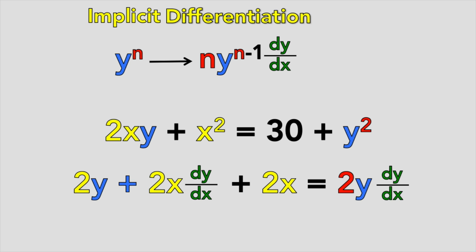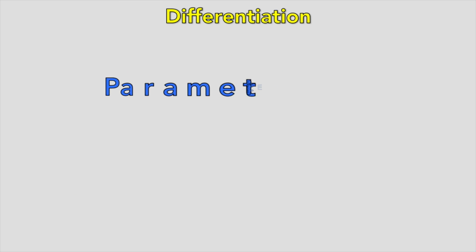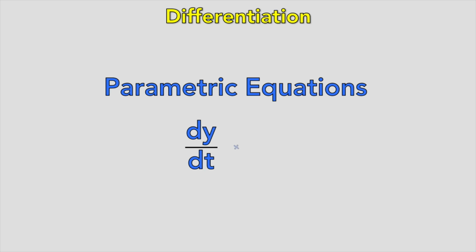With parametric equations, I will remind you of the trick. It's dy over dt divided by dx over dt. I remember this, and the dt's cancel out. I told you about that earlier, so I won't tell you again.